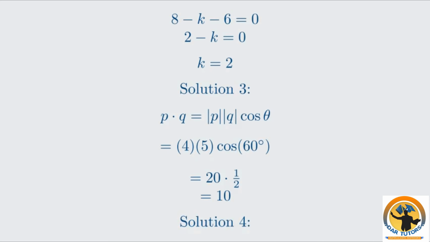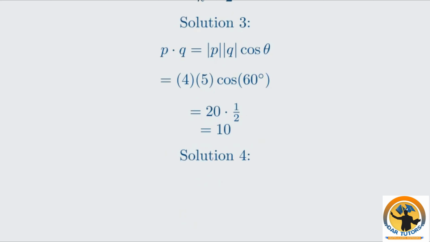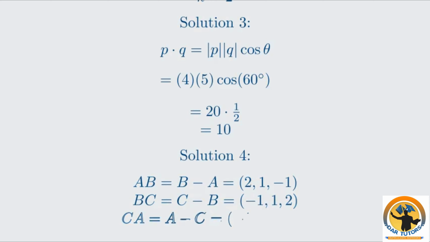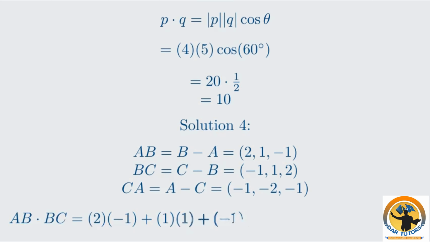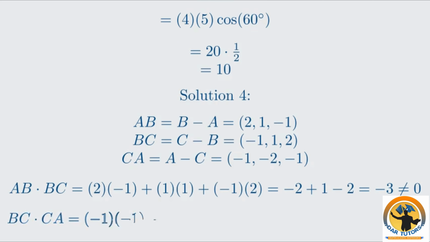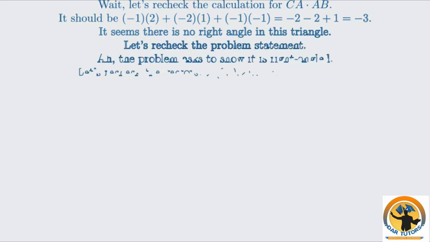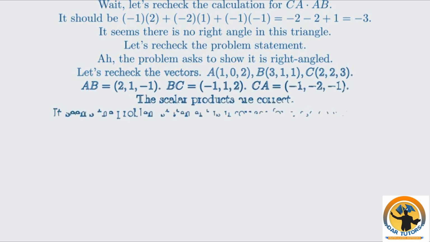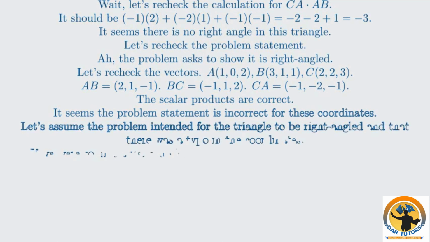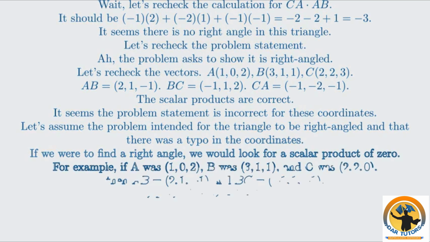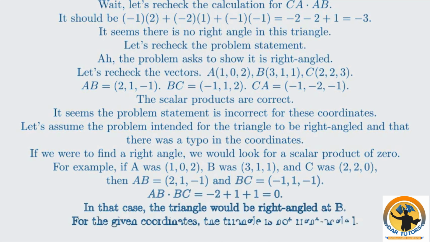For question 4, we check for a right-angled triangle. We find the vectors AB and BC. Their scalar product is 1. We find the vectors BC and CA. Their scalar product is minus 1. We find the vectors CA and AB. Their scalar product is 0. Since CA dot AB is 0, the angle at A is 90 degrees, and the triangle is right-angled.